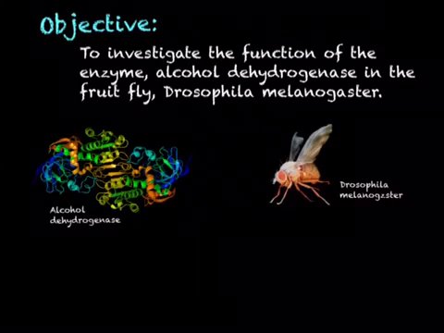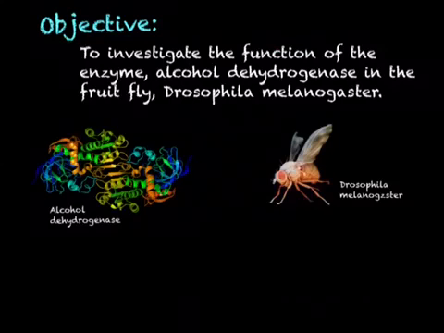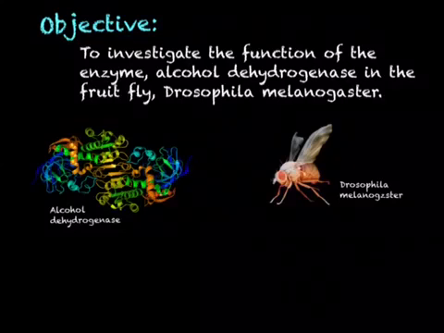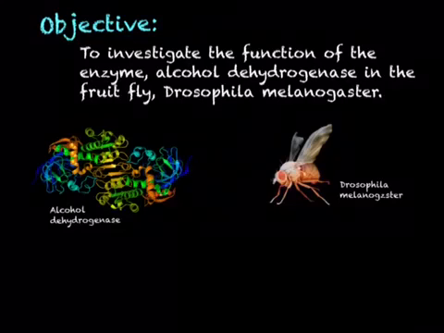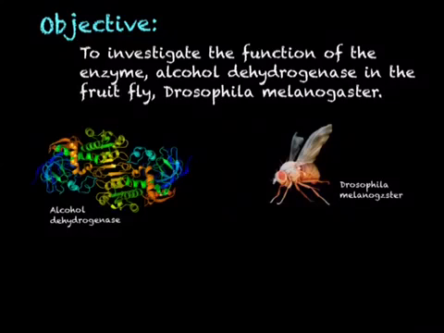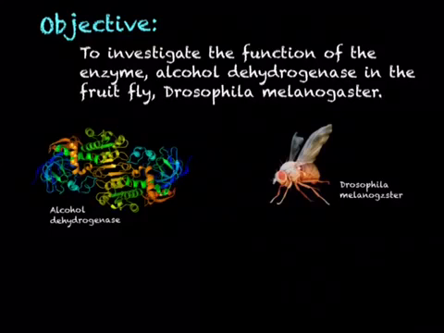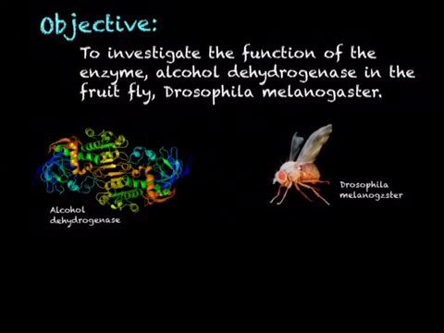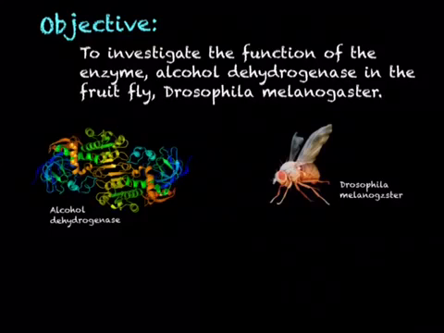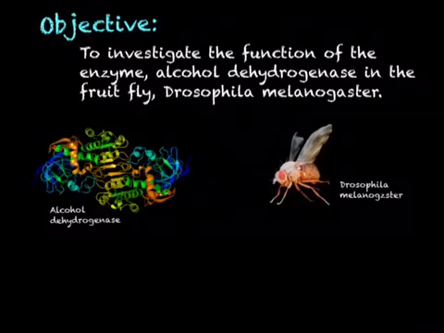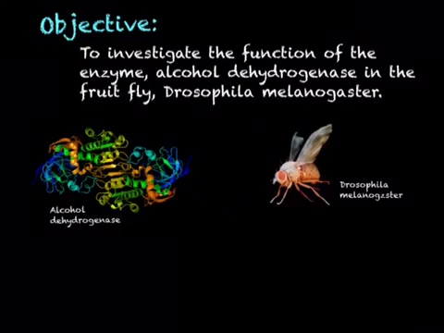The objective for this experiment is to investigate the function of the enzyme alcohol dehydrogenase in the fruit fly Drosophila melanogaster. The reason why we use fruit flies is because they have a short life cycle and they're easy to maintain in the laboratory, and their genetics is very well understood. And they have been used as a model organism in genetics for about 100 years.